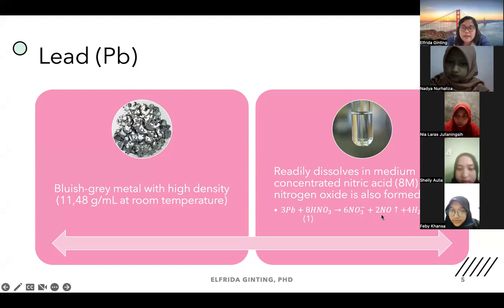produce nitrogen oxide gas. If you see here, an arrow up, meaning it will produce nitrogen oxide gas. And here you can see there is no precipitation. That's why it says readily dissolves, because there is no precipitation. If there is precipitation here, there will be an arrow down. But we cannot see any arrow down in this reaction. We can only see an arrow up.